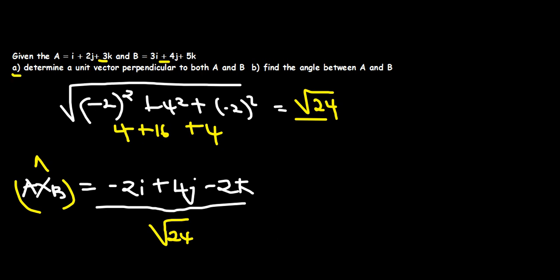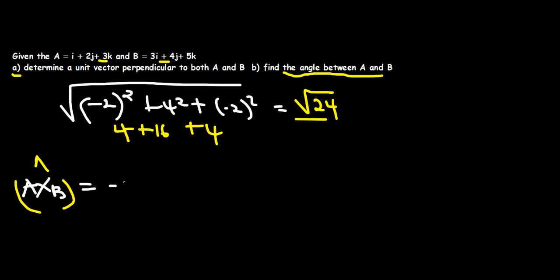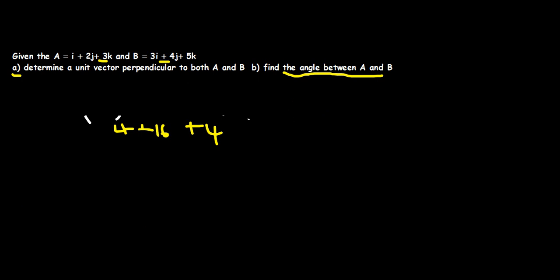And then part B, they're saying find the angle between A and B. Okay, so how do we find the angle between A and B? It's very simple. You just have to use the formula for the dot product. So remember our dot product formula. I'll erase this, and then we solve the B now.